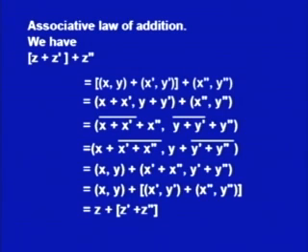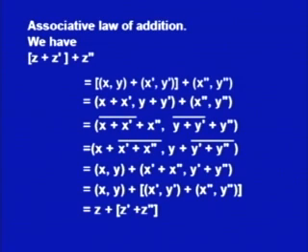This whole again will be equal to, or can be written as, the complex number x comma y, that is x plus I y, plus the complex number x dash plus x double dash comma y dash plus y double dash. And this whole again will be equal to the complex number x comma y, or x plus I y, plus the complex number x dash comma y dash, that is x dash plus I y dash, plus the complex number x double dash comma y double dash, or x double dash plus I y double dash, which we can write in terms of the complex numbers z plus z dash plus z double dash.